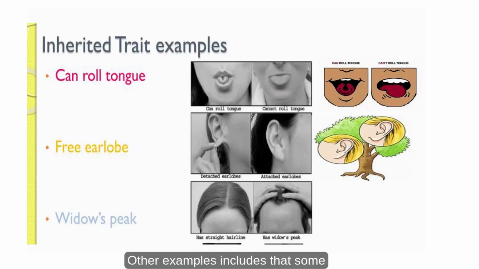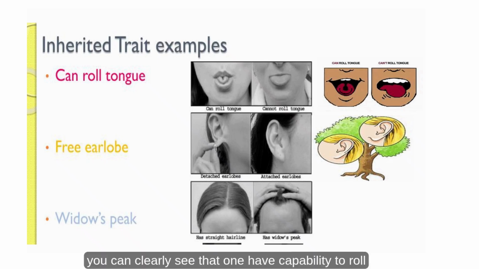Other examples include that some people have the capability to roll their tongue. In this figure, you can clearly see that one has the capability to roll their tongue, and this one does not. Free earlobe: some have a detached or free earlobe, and some have an attached earlobe. Widow's peak: this image shows a straight hairline, and this image shows that it does not have a straight hairline, which means it has a widow's peak.